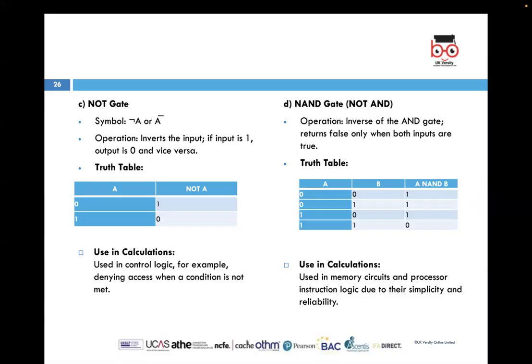NAND gate: the operation is the inverse of the AND gate. It returns false only when both inputs are true. So the truth table for this is shown there. And this is used in memory circuits and processor instruction logic due to their simplicity and reliability.